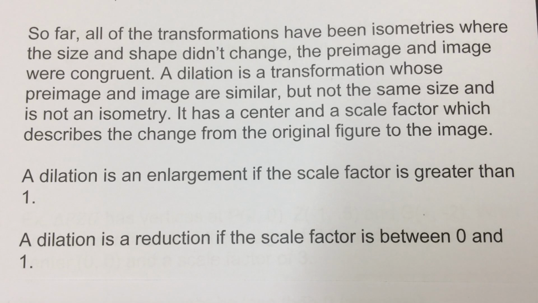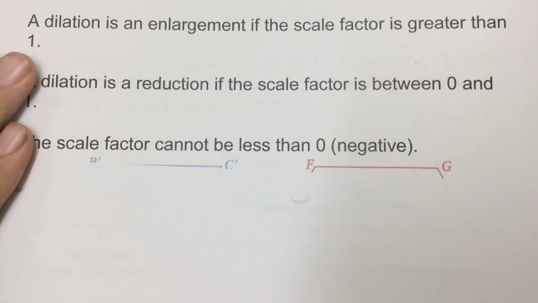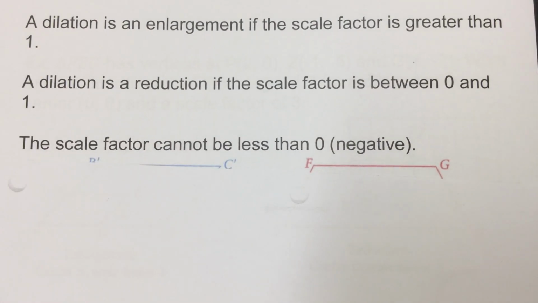So anything bigger than 1 is going to create an enlargement. It's going to make it bigger than what it was. Anything between 0 and 1 is going to be a reduction. It's going to make it smaller in size. Now, we can't have a scale factor be less than 0. So we can't have anything negative. And if you think about it, size-wise, nothing can be smaller than 0, than nothing, okay?